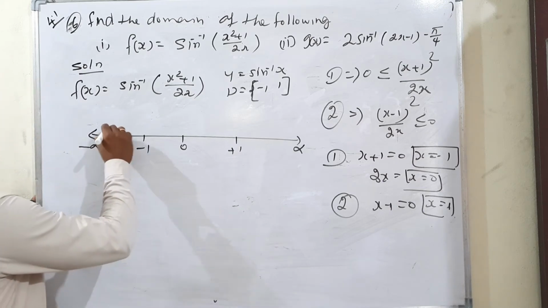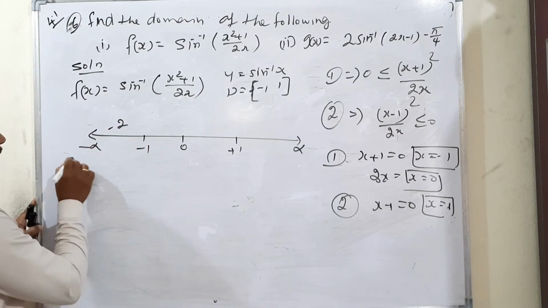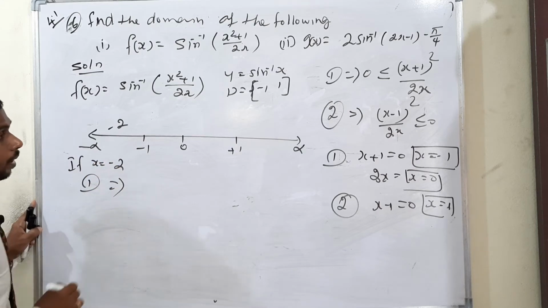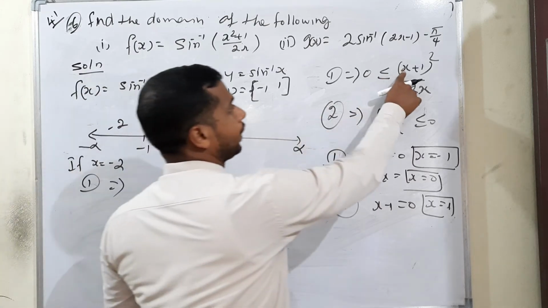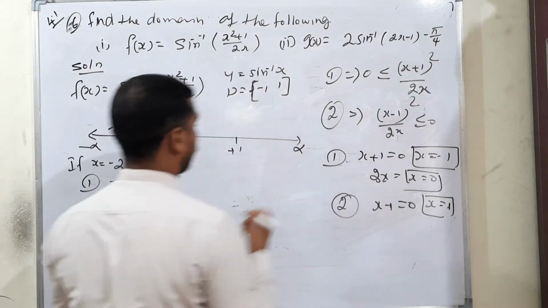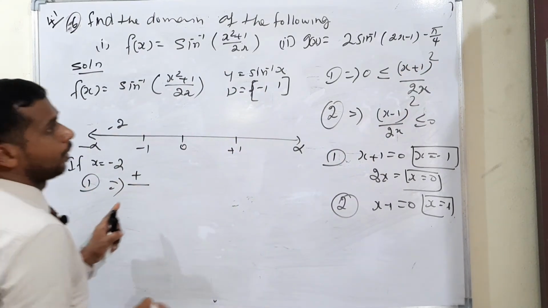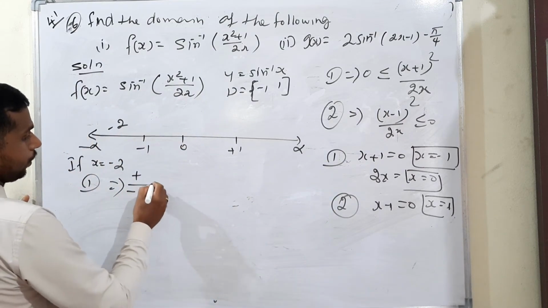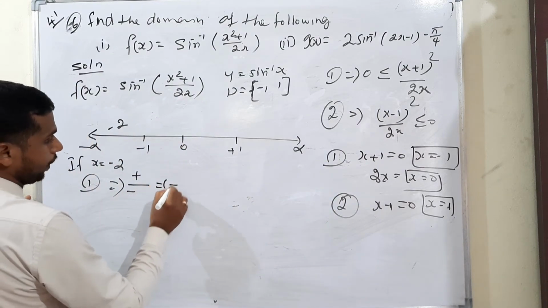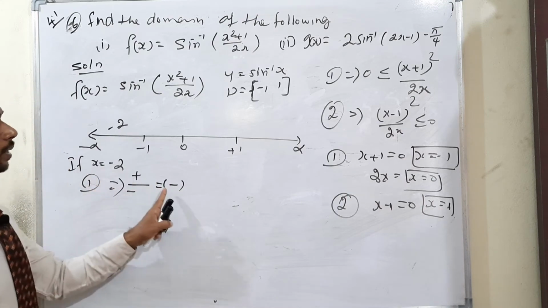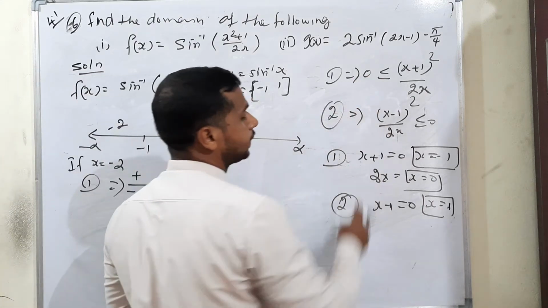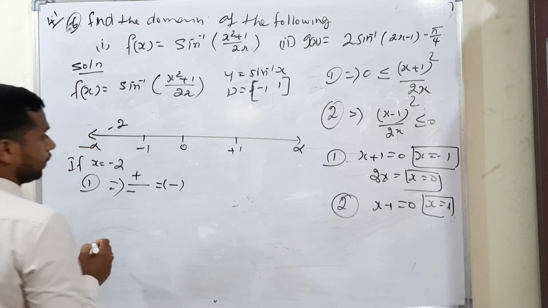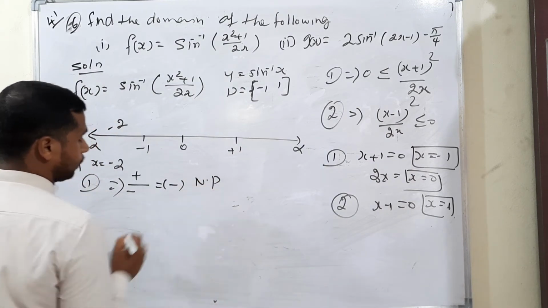Now, consider minus 2, which means if x is equal to minus 2, equation number 1, what will happen? Minus 2 plus 1 minus 1, the whole square means definitely positive, divided by, there is actually negative. So, positive divided by negative means the answer will be negative. So, first condition 0 less than or equal to negative is there. So, definitely the first case is not possible, isn't it? This is actually not possible.